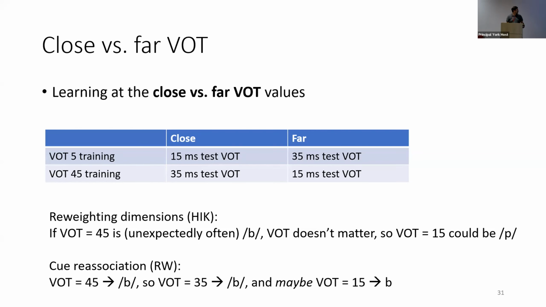Rescorla-Wagner thinks that because 45 is BA, then you're generalizing from that Q to similar Qs. So 35 might also be BA, but 15 is really far from 45, so you're going to get relatively little generalization. And that generalization is going to be, again, in favor of that a priori unexpected response that you got in training, and not in favor of the opposite response.